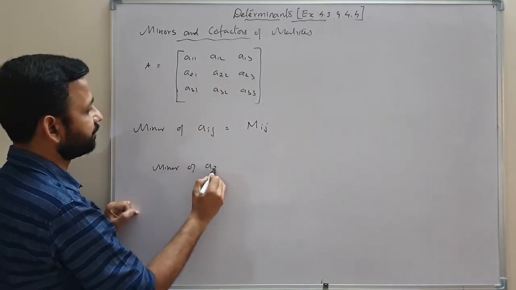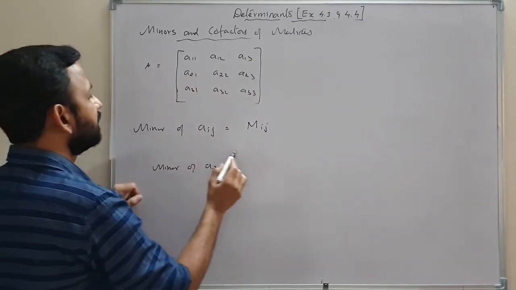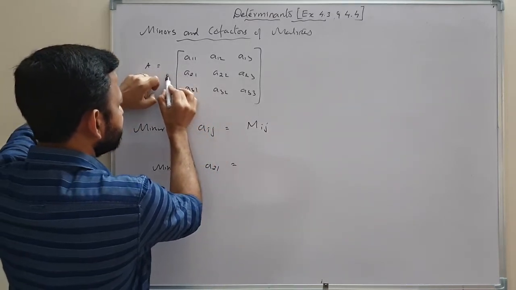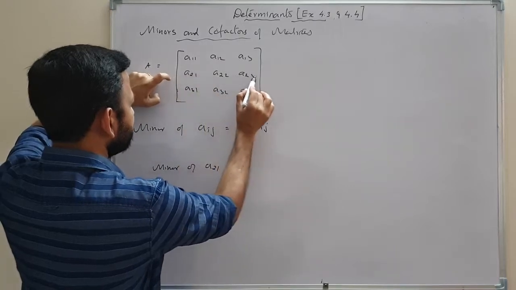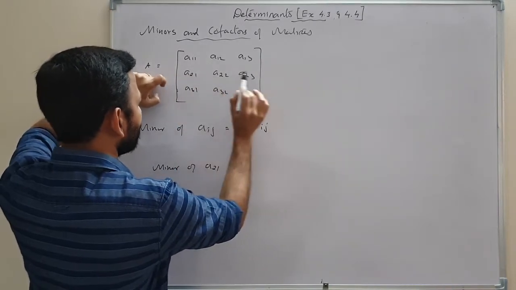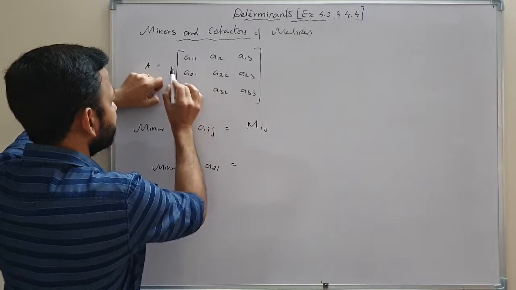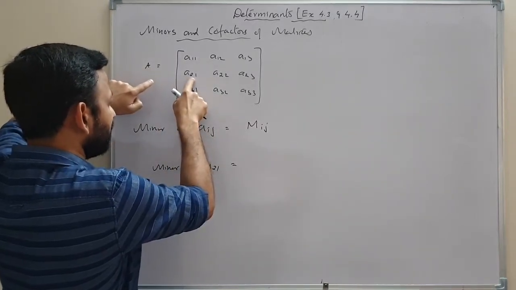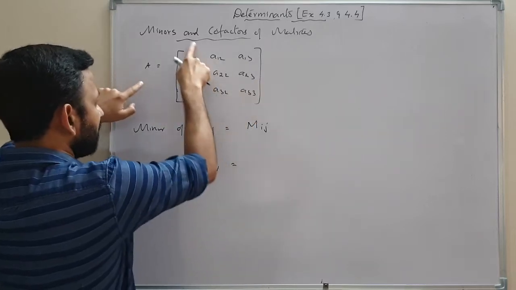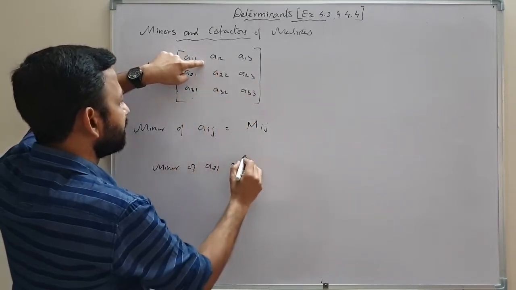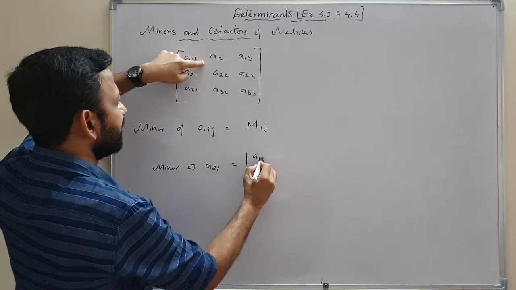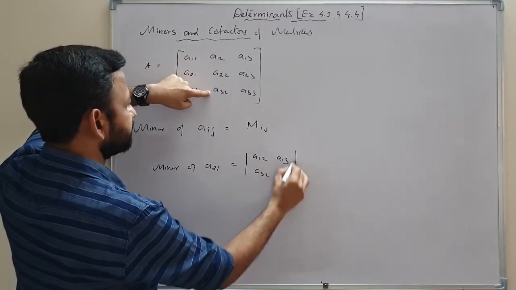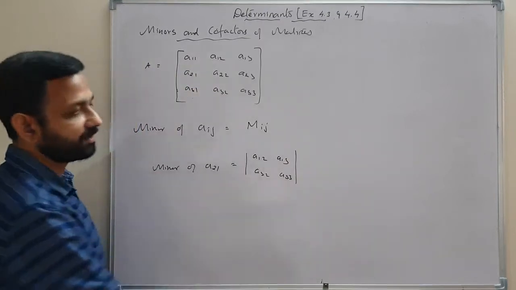Minor of A21. We will delete A21, that corresponding row and corresponding column. If you want to find a minor of A21, A21 is in the second row and first column, so delete that row and column. Then find the determinant of the rest of the elements: A12, A13, A32, A33. So that is the minor of A21.